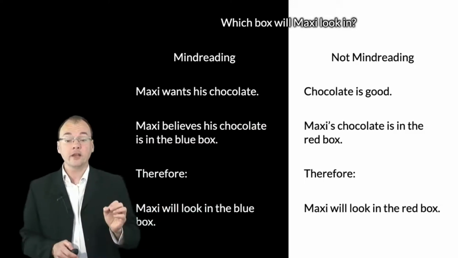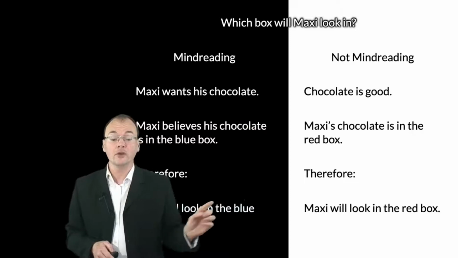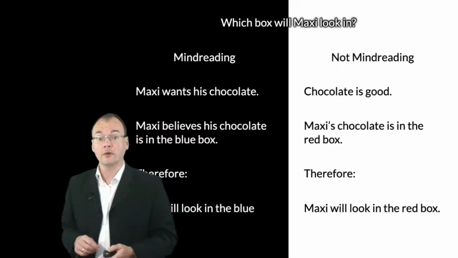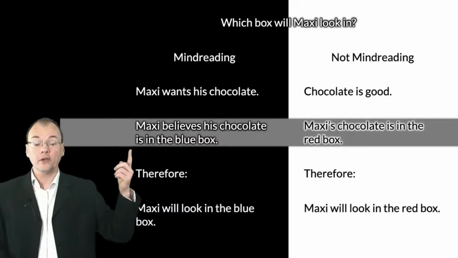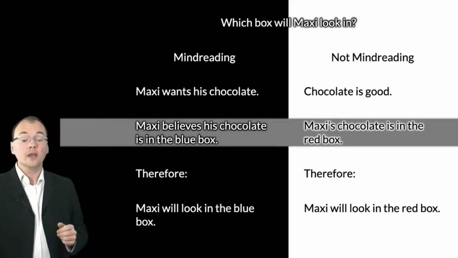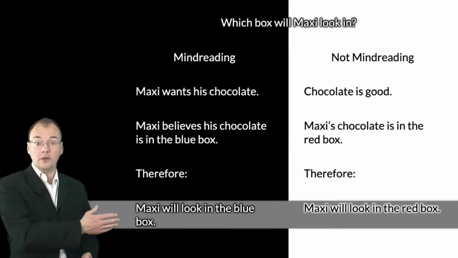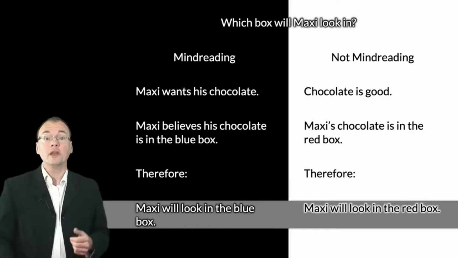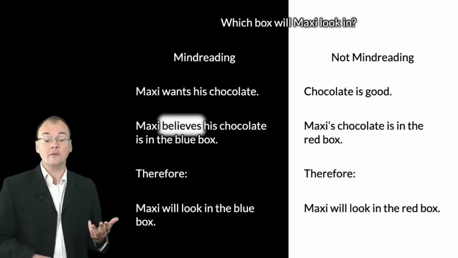Chocolate is intrinsically good. And this is true. Maxi's chocolate is in the red box. This is also true. And so you might conclude very reasonably that Maxi will look in the red box. Now, although we can't always identify whether or not someone is attributing beliefs or making inferences from facts, there are these situations where the beliefs are false and the action predictions will differ depending on whether you're mind reading or not mind reading.